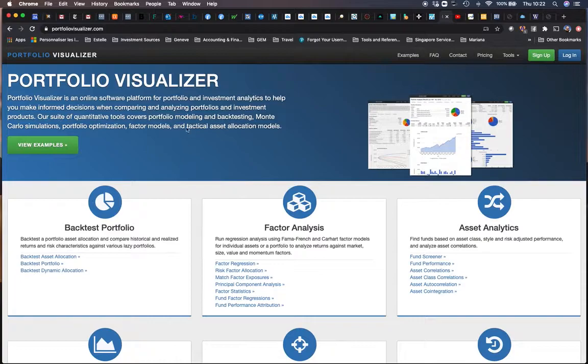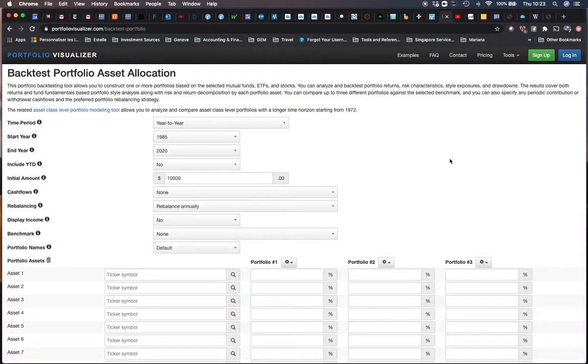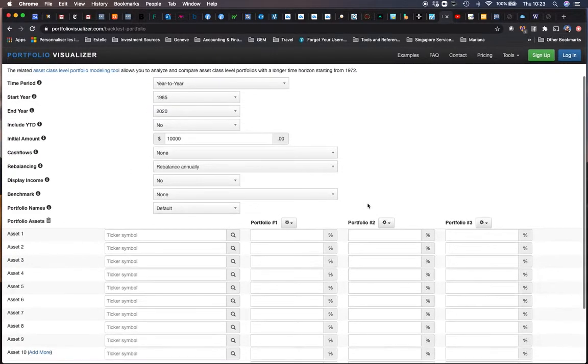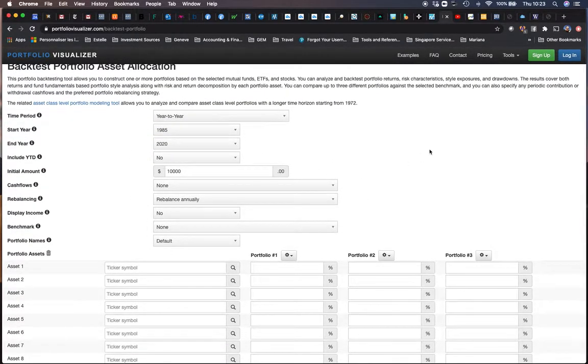So here, Portfolio Visualizer, we are going to the backtest portfolio part, and we click here on backtest portfolio. We are going to get this page, and in this page we are going to prepare our analysis, correct? You don't care about this. The time period for this analysis will be on an annual basis. That's the reason why I have year to year. I'm going to explain what this means.